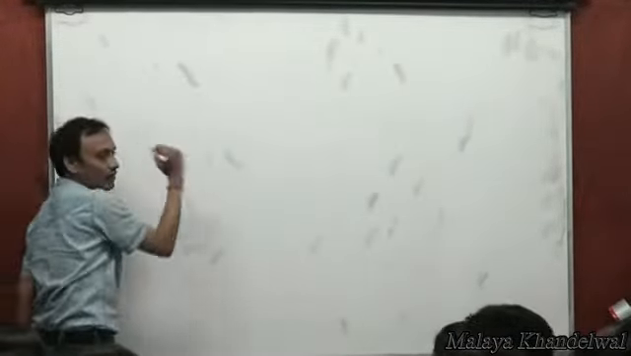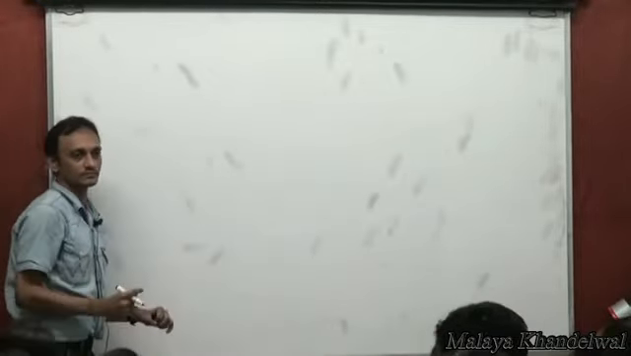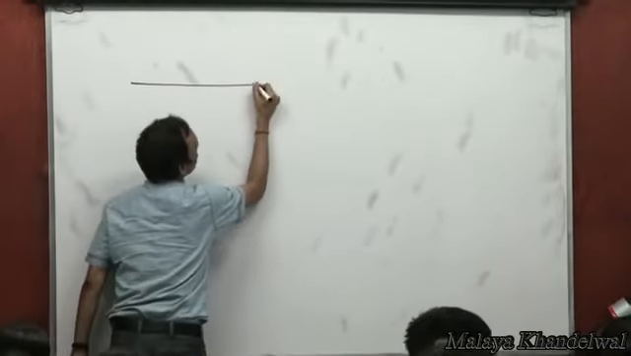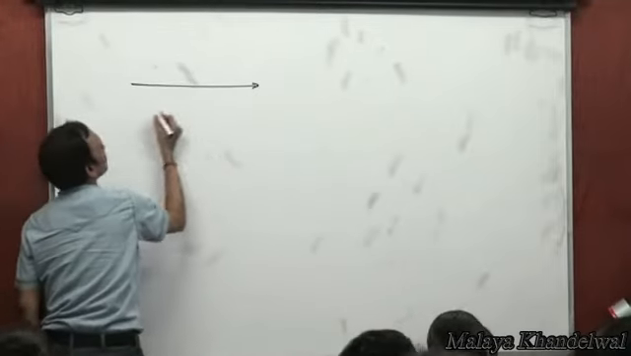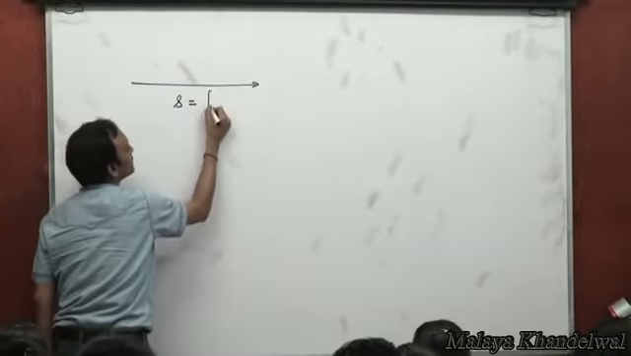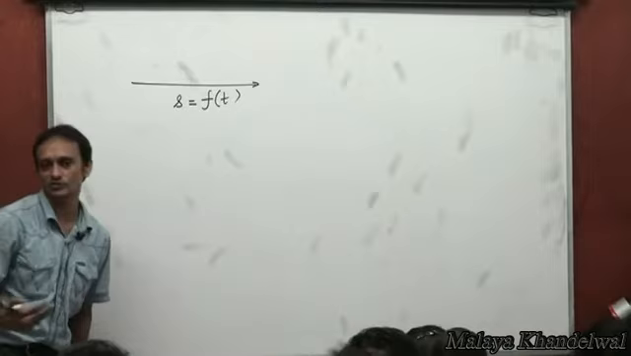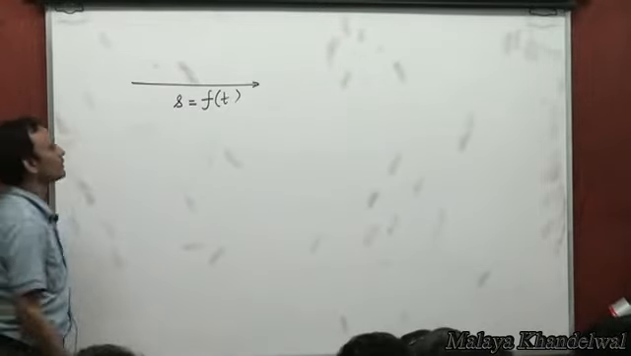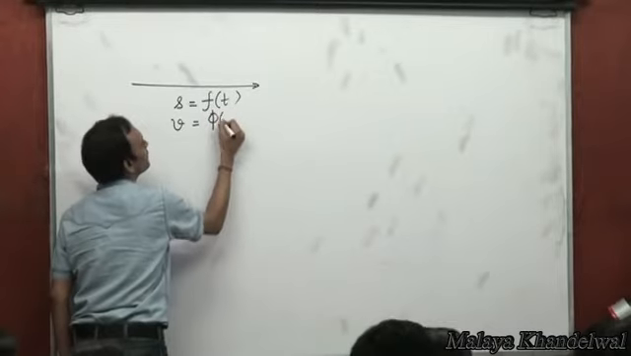So now obviously you know why I did all this. Say there is a particle moving in a straight line, and its displacement is a function of time. Displacement s of the particle moving in a straight line is a function of time. Its velocity will be a function of time.